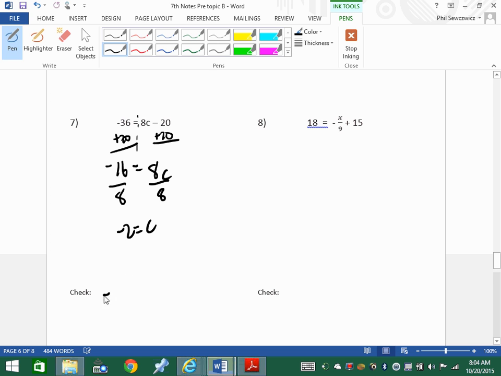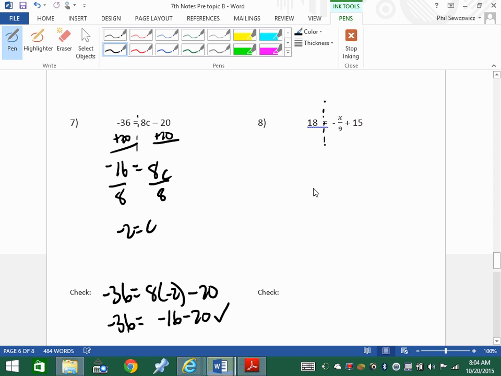Let's plug it on in and see if it works. So does negative 36 equal 8 times negative 2 and then minus 20? Well, 8 times negative 2 is negative 16. Is negative 16 minus 20, does that equal negative 36? It does. Same sign, so we'll add and we'll keep the sign. Let's go with one more, all right, to finish up.